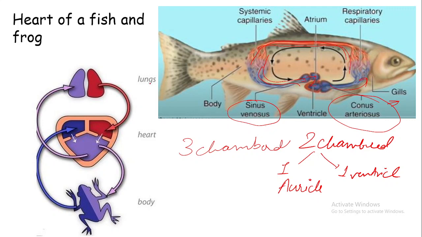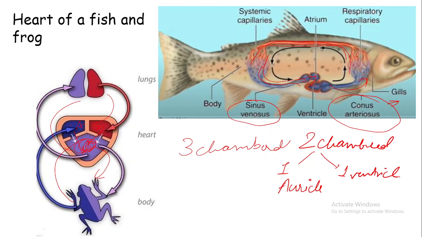In case of a frog or amphibians, they have a three chambered heart, where there are two atria, two auricles, and one ventricle. So what happens here? Oxygenated blood from the lungs comes to the atria and goes to the ventricle. This blood goes directly from the ventricle to the body parts. Deoxygenated blood comes to the atria, goes to the ventricle, and this goes to the heart. Now you can see that there is mixing of blood that takes place in the ventricle.